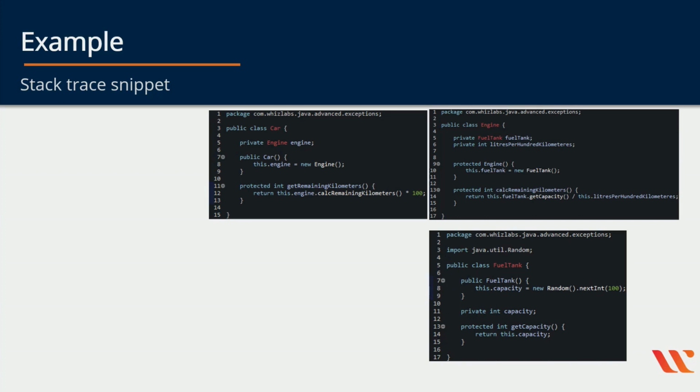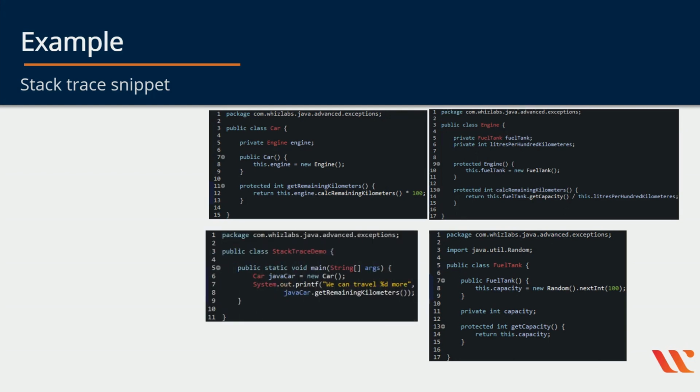FuelTank is a simple class which has an int field named capacity, which is a random number from 1 to 100. In the main method of the StackTraceDemo class, we create an object of type Car and we call its method getRemainingKilometers, which should give us, based on the capacity of our tank and liters per 100 kilometers of our engine, a rough estimate of how many kilometers we can drive without hitting the gas station.